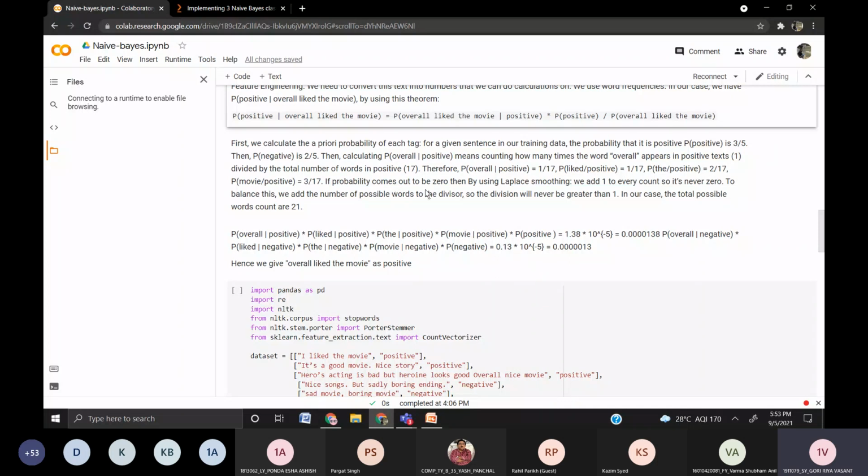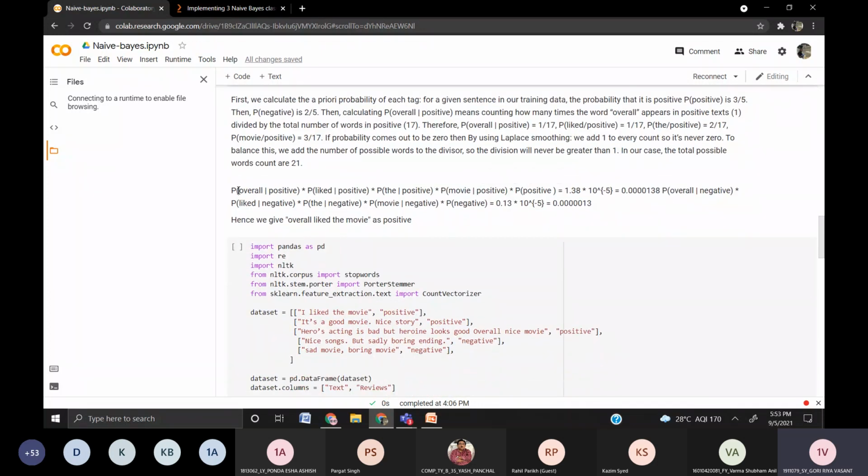If the probability comes out to be 0, we need to use a method called Laplace smoothing. That is adding 1 to every count so that it's never 0, because a 0 probability doesn't make any sense. And to balance this, we add the number of possible words to the divisor so that the division is never greater than 1. In our case, the total possible words are 21. So now we calculate the probability of the word overall given it's positive, the probability of the word liked given it's positive, the probability of the word movie given it's positive, and multiply by the probability of it being positive.